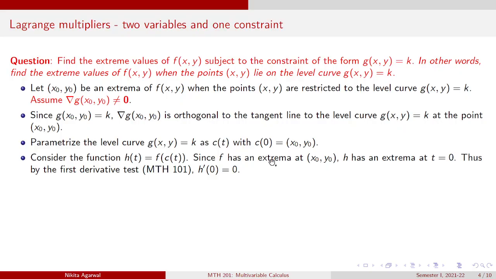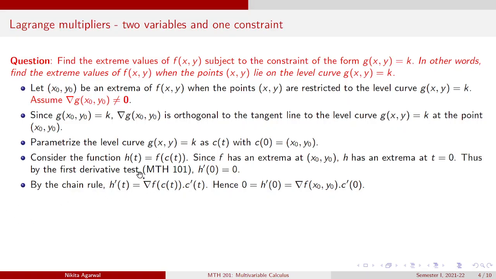So now it's a one variable function because I have parameterized my curve. Okay. Now f has an extrema at (x naught, y naught). That's where we started off. Therefore, h has to have an extrema at t equal to 0. Right? Because if f has an extrema at this point (x naught, y naught), and (x naught, y naught) is nothing but C(0), therefore at t equal to 0 h has an extrema. But h is a function of one variable, and we know that if you have a one variable differentiable function and it has an extrema at a point, then the derivative is 0 at that point. Right? Now this derivative is 0, but by the chain rule you can compute h prime of t as the gradient of f at C(t) dot product with C prime of t.